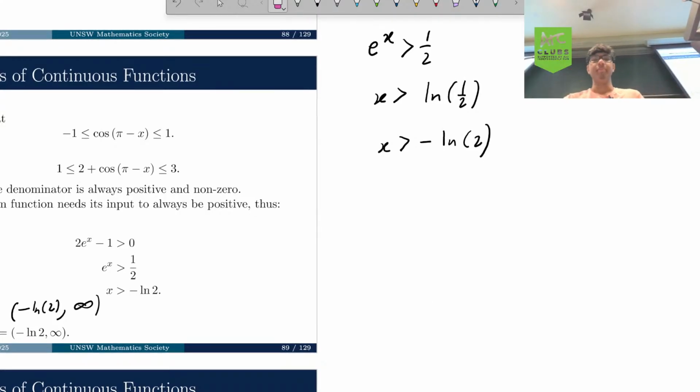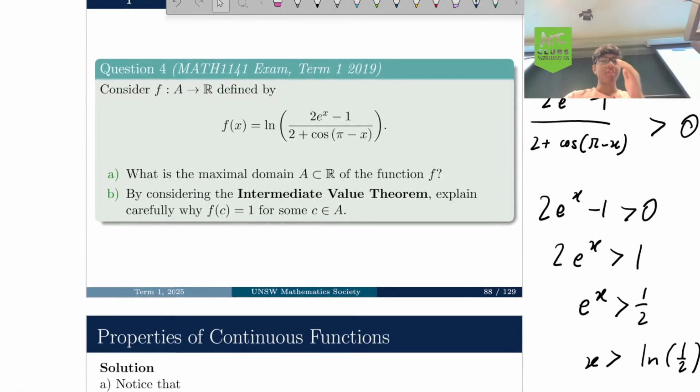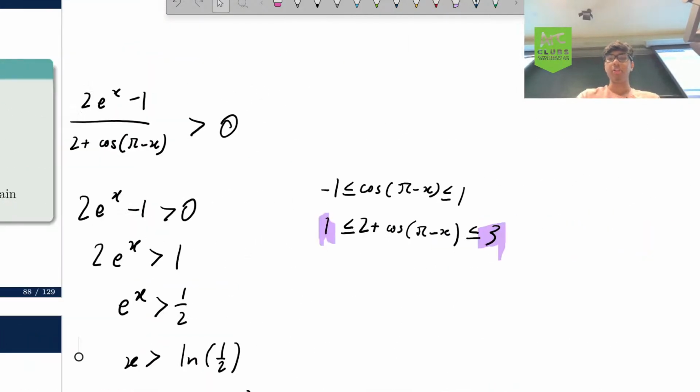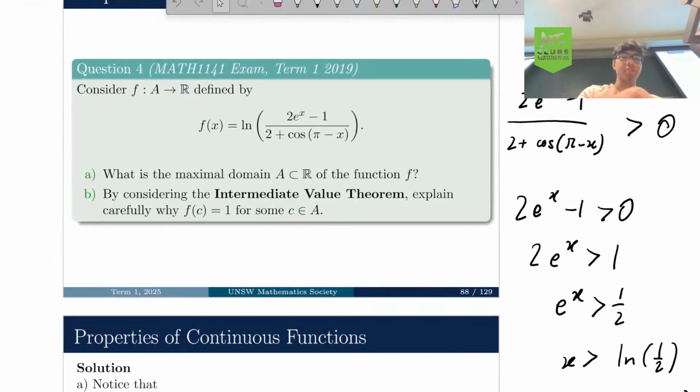Let's keep going. Considering the intermediate value theorem, explain why f of c equals 1 for some c. So for this, I will look at my original function. I'm just going to move this to the side.